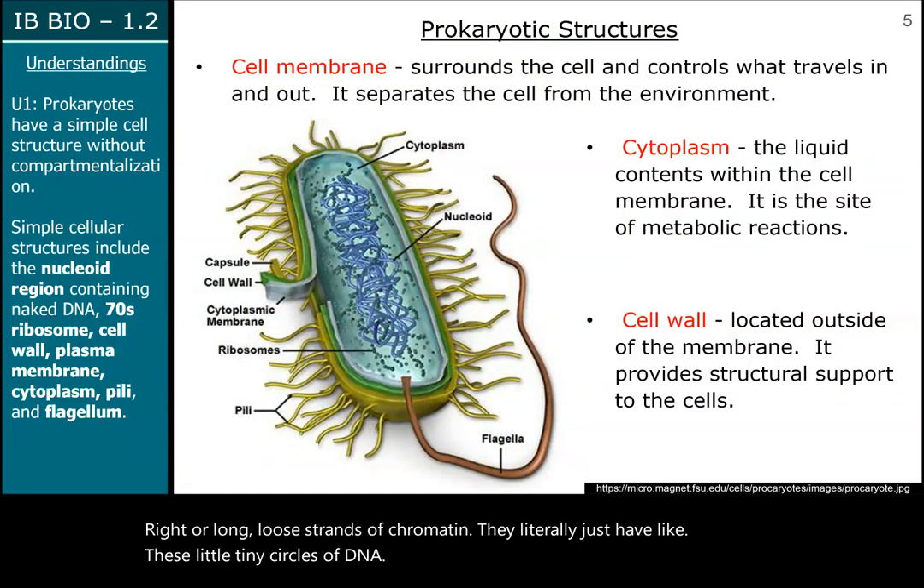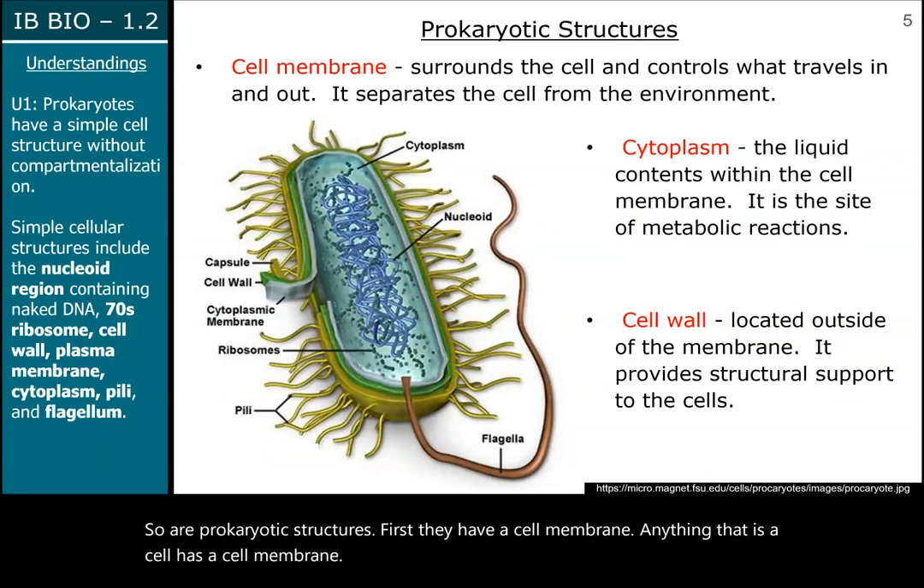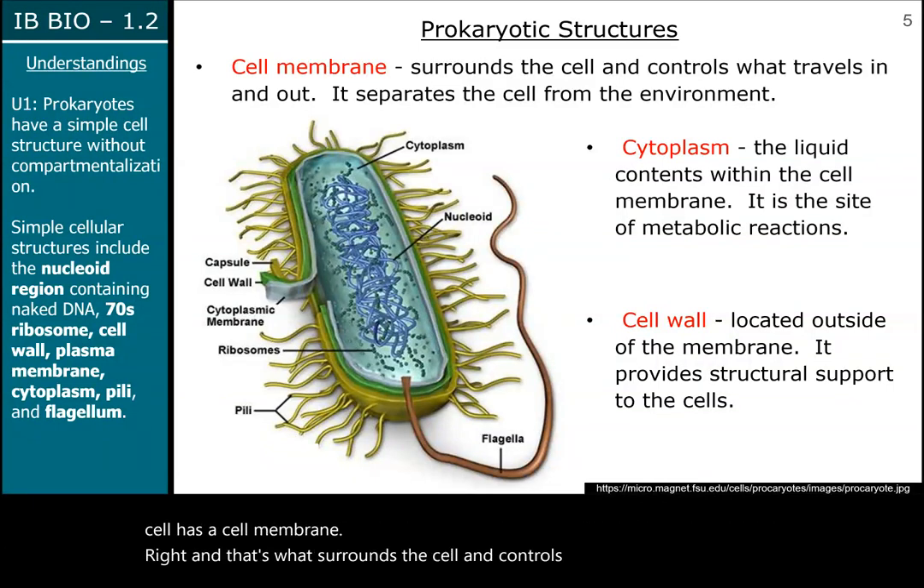So our prokaryotic structures, well, first they have a cell membrane. Anything that is a cell has a cell membrane, right? And that's what surrounds the cell and controls what travels in and out. It separates the cell from the rest of the environment.